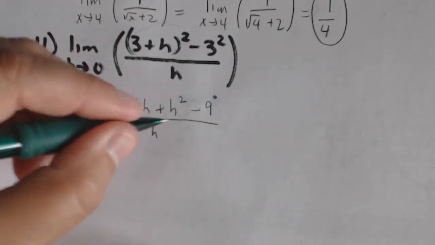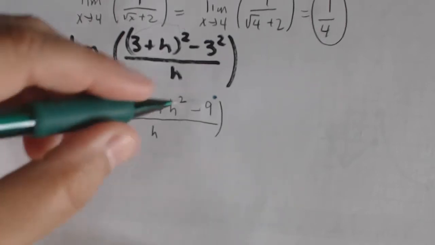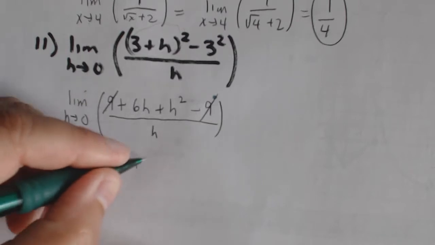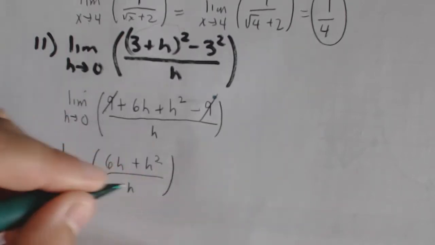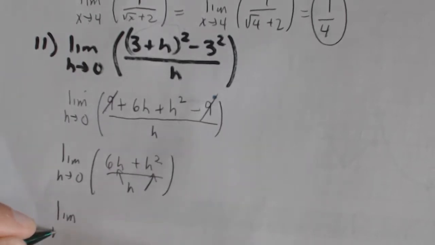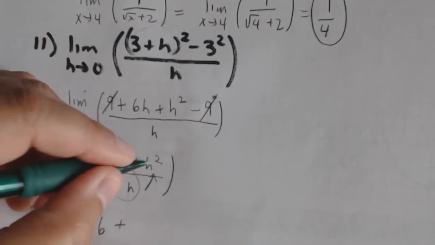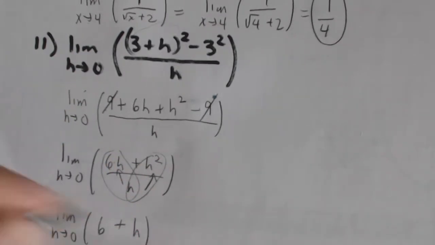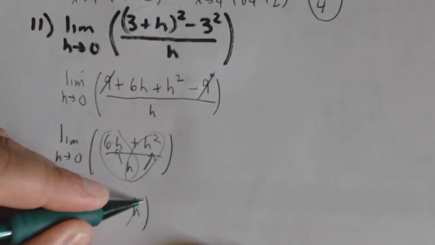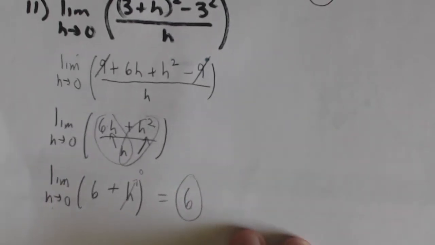over h. So the limit as h approaches 0, 9 minus 9 is 0. So you have 6h plus h squared over h. This h divides into both of those terms. So 6h divided by h is 6, and h squared divided by h is h. Well, now I can put 0 in for h, and so the limit is 6.